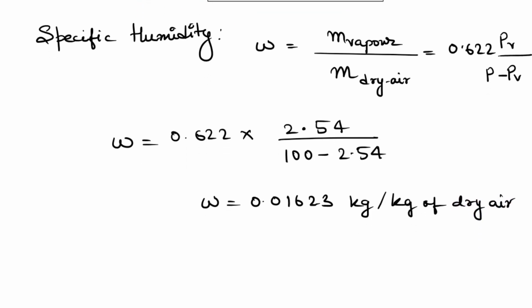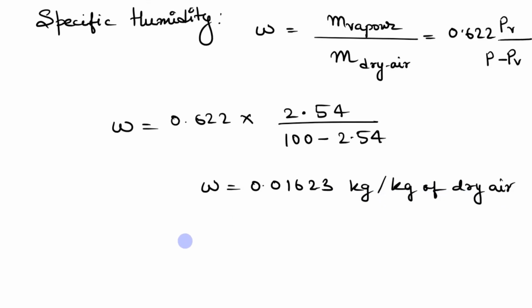But we need the answer in gram per kilogram of dry air. So omega will be equal to 16.23 gram per kilogram of dry air.